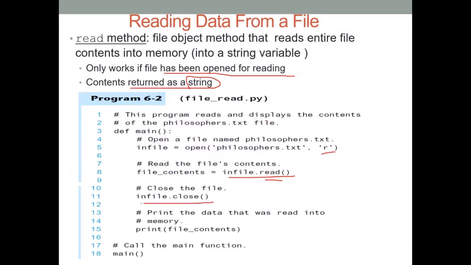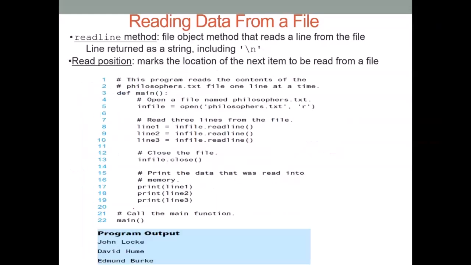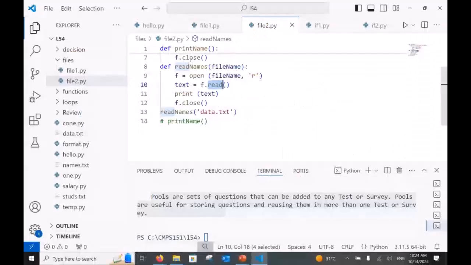And after you finish, what do you do, amigos? Close. Okay. Read the entire file. Right? And there is another one, what? It reads what? One line at a time. How does it know one line? Because of the new line character. Okay.